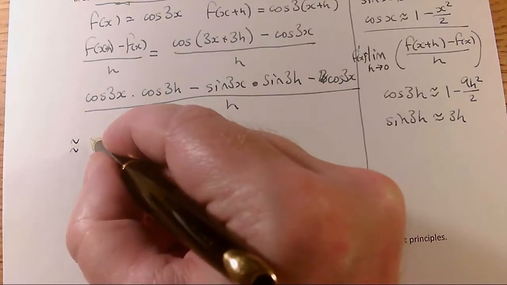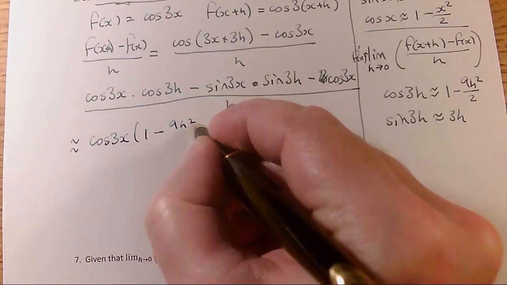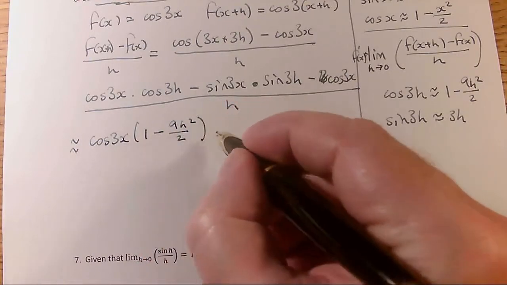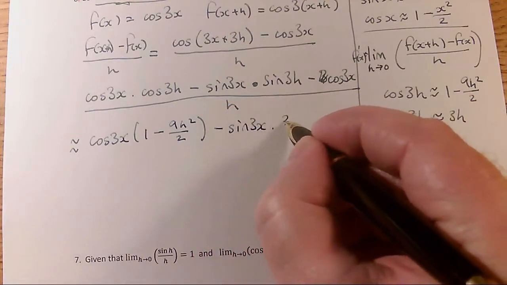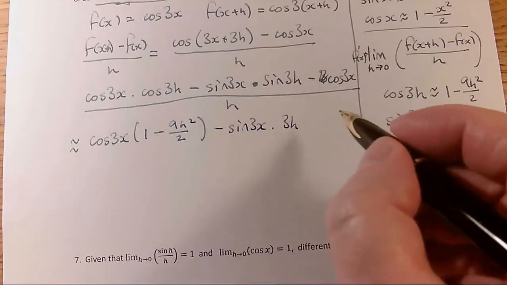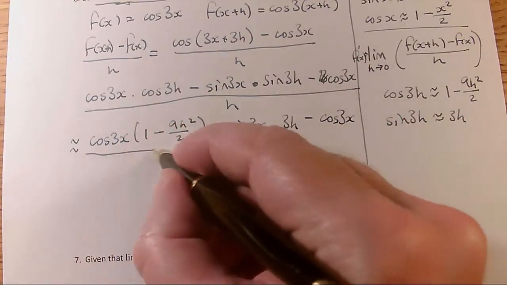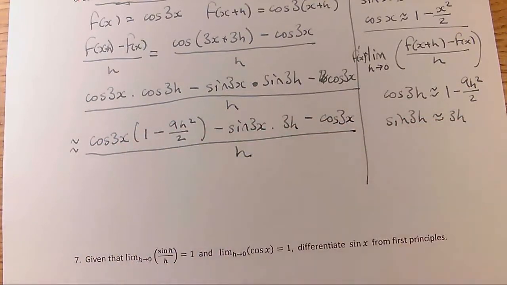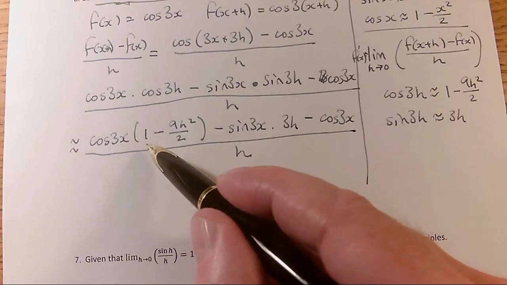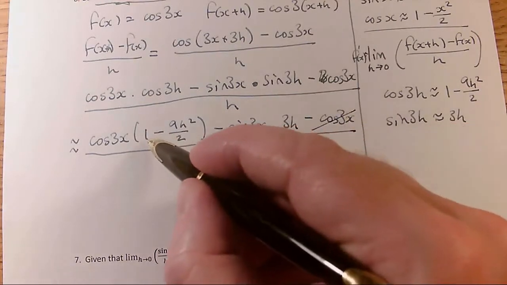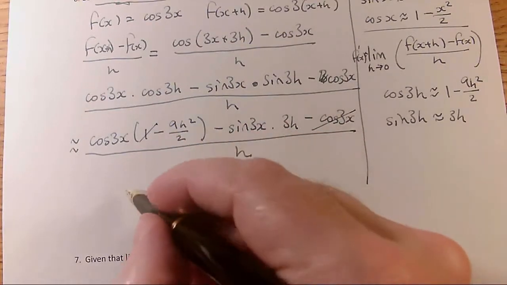okay, so this is going to be cos 3x times 1 minus 9h squared over 2 minus sine of 3x times 3h. Okay, and then I'm going to have minus cos of 3x. This is all over h. Okay, that's maximum complexity, and I can see that when I expand this out, I'm going to get a cos 3x times a 1, and that's going to cancel this minus cos 3x, so that's going to vanish. And the remaining terms I get can be divided by h.